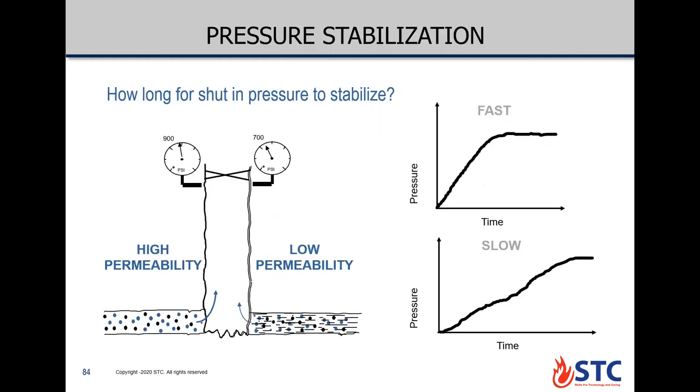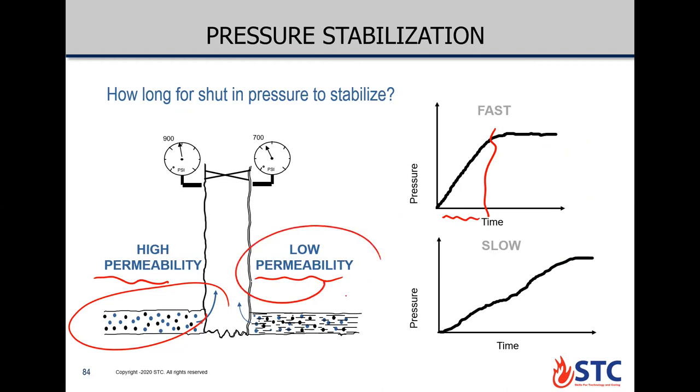For pressure stabilization, we have low permeability formation and high permeability formation. For high permeability formation, the influx enters the well quickly, so pressure stabilizes quickly and takes no time. But for low permeability formation, the influx will take a large time to stabilize.